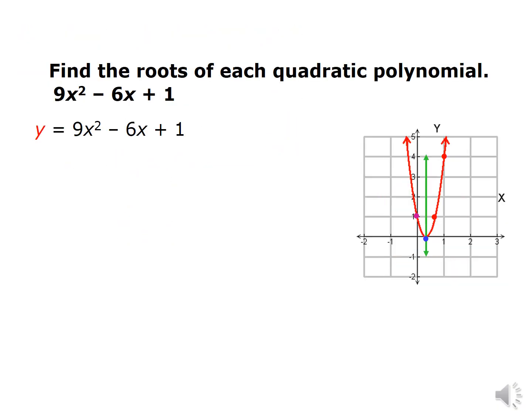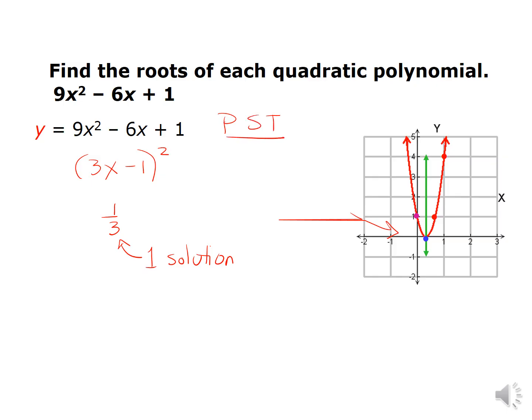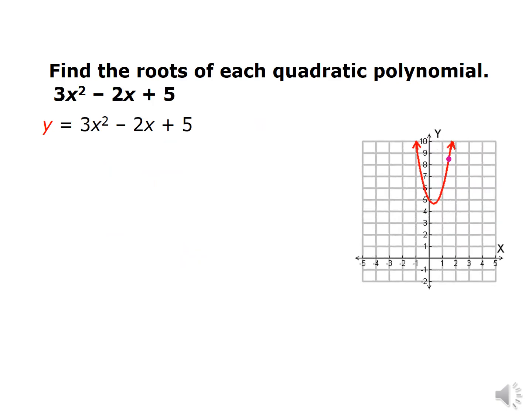Okay, find the roots of this one. First thing I noticed is there's only one. This is a perfect square trinomial, 3x minus 1 squared. Okay, so that means our vertex is at positive 1/3, and that is also our one solution, our one root. Okay, and you can see it graphed that way. So just remember, if you only have one solution, it means it's a perfect square trinomial. Always. Okay? All right, for this one, again, no real roots.